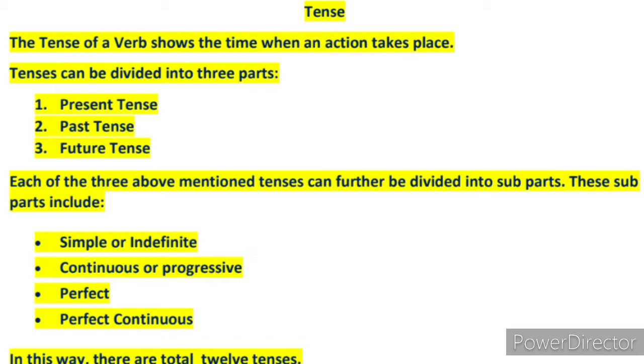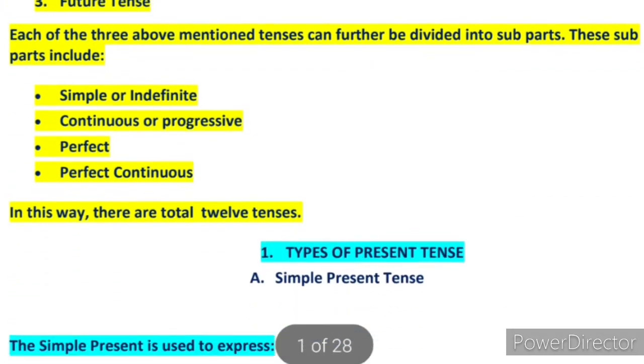Now tenses can be divided into three parts. Tenses are used to tell the time of action, and tenses are divided into three parts: present, past and future. Each of these three tenses can further be divided into subparts, and these subparts include: first, simple or indefinite tense; second, continuous or progressive tense; third, perfect tense; and fourth, perfect continuous tense. So in this way there are a total of 12 tenses.